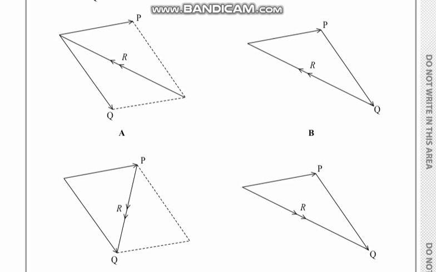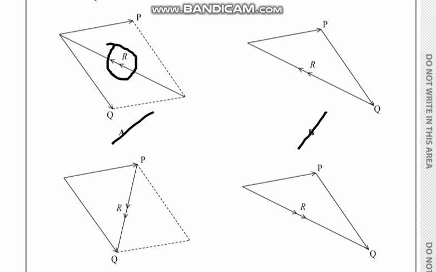If I talk about A, this clearly doesn't make sense, as R is traveling on the opposite side even when they made that parallelogram, so A is not our option. Same with B, R is traveling on the opposite side, so B can't be the option.